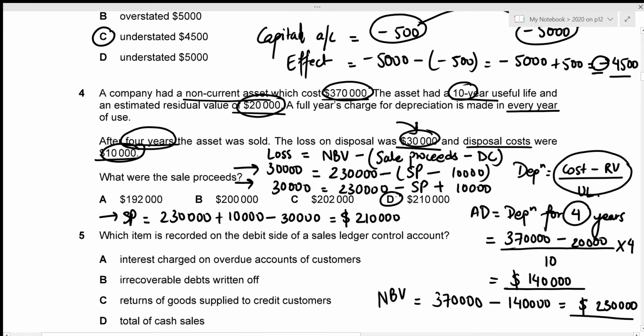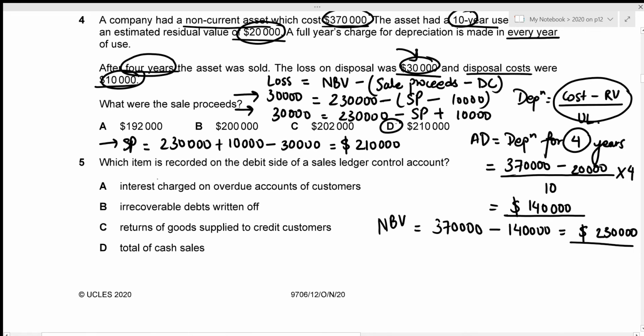Now we can move towards question number 5. Which item is recorded on the debit side of a sales ledger control account? So the very first one is interest charged on overdue accounts of customers. This is actually true because we record this in the debit side of a sales ledger control account. So option A is going to be the correct answer.